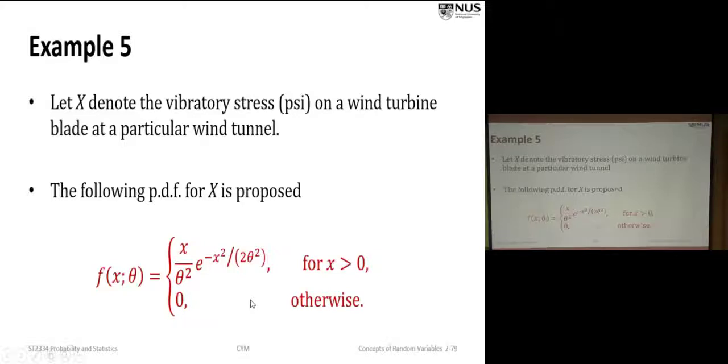Okay, so this stress, vibratory stress, is given by this PDF. By the way, I write it in this form simply to say that I'm still looking at f of x, but this function has another quantity, which is theta. So this is basically a function of x and theta. But I will look at it as a probability density function of x.